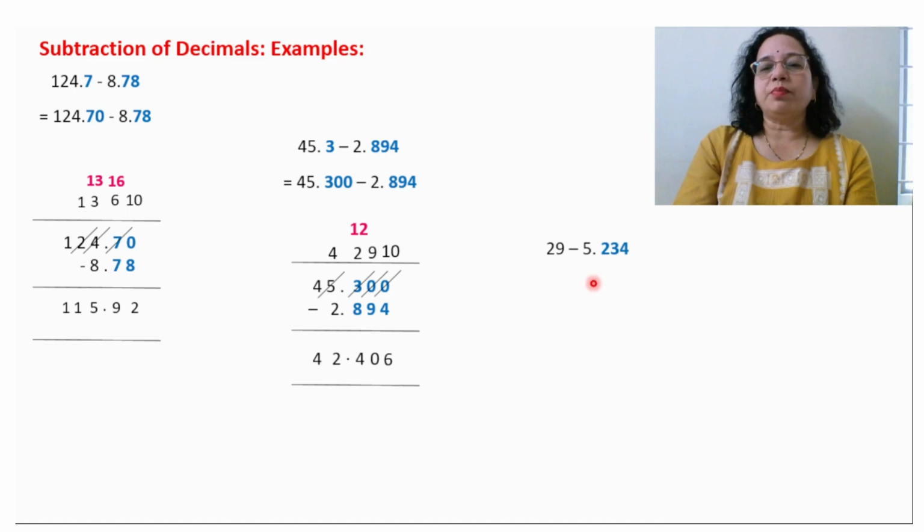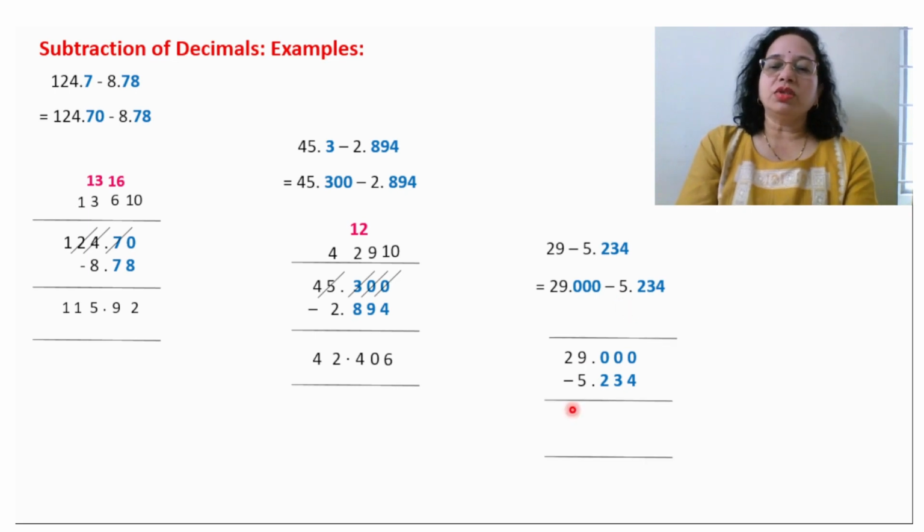Take one more example. Here your decimal places is 3 and here there is no decimal places. So convert into like decimals. So we will add here 0.3 zeros. Now we have converted into like decimals. Arrange in vertical form. And now we will do subtraction.